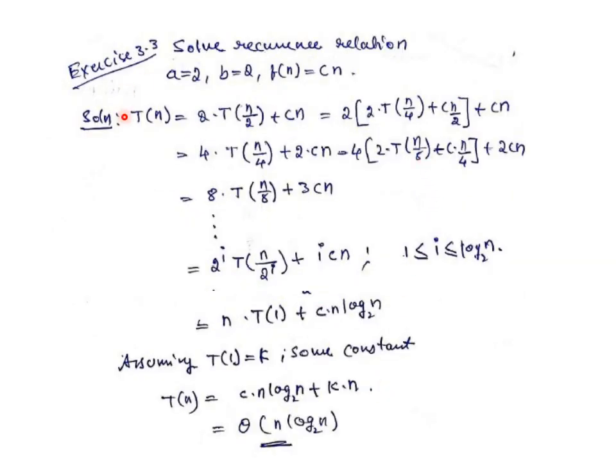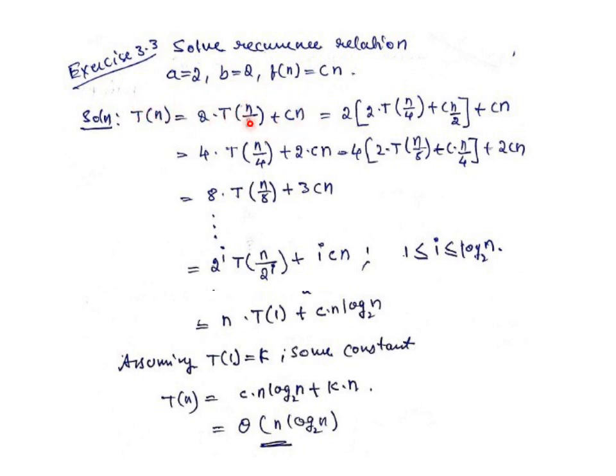Here in this case we have been given the values of a, b and f of n. So just by changing the value of f of n here, we will see how it changes the total time complexity. Solve the recurrence relation using a equal to 2, b equal to 2, and f of n equal to c into n. Now T of n equals 2 into T of n by 2, b is 2, plus f of n replaced by cn. So 2 into T of n by 2 plus c into n. That is our recurrence relation if n is greater than 1, or n is large.